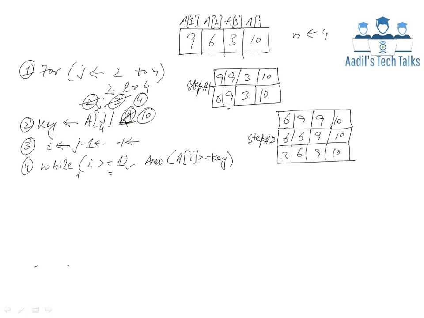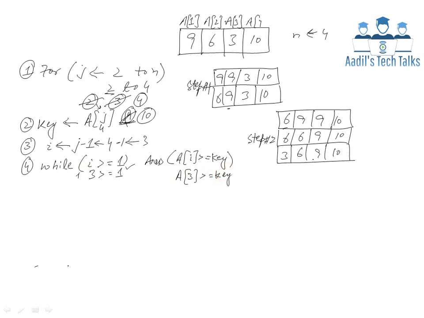i gets j minus 1. j is 4, 4 minus 1, 3. Now the condition for the while loop to execute is 3 is greater than or equal to 1. Yes, 3 is greater than or equal to 1. The condition is true. The second condition is a[3] is greater than or equal to key.